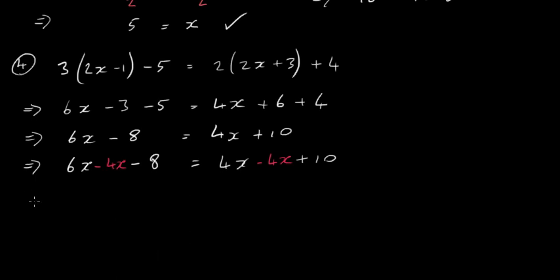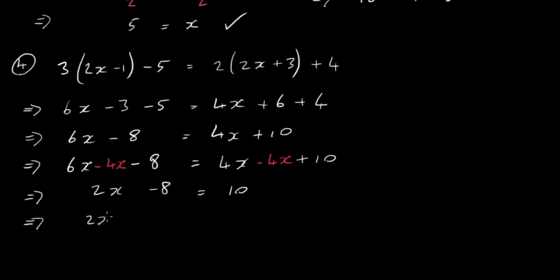Okay, so let's do that and see what happens. 6x minus 4x, 2x minus 8. Here we end up with just 10. The 4x minus 4x is 0. Okay, so on this side here I've got a 2x minus 8. So I want to put in a plus 8 here to get rid of the minus 8. So let's do that then, okay?